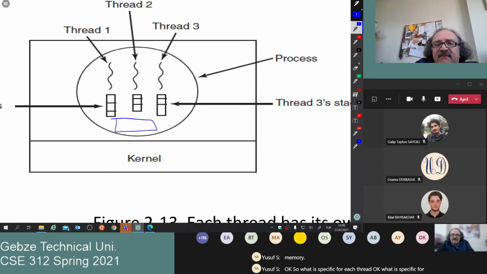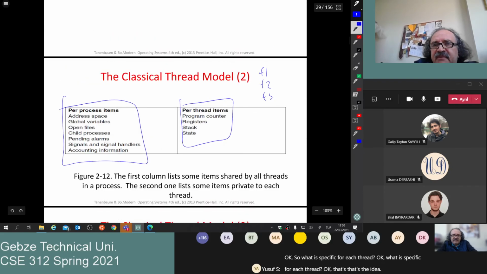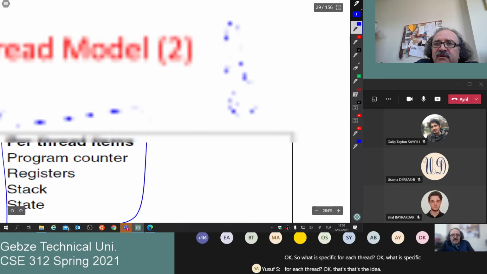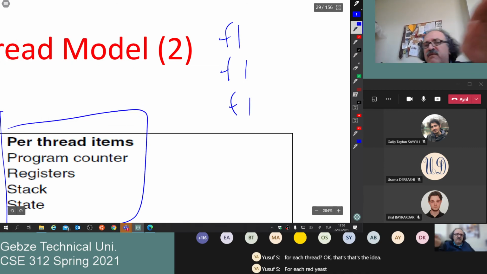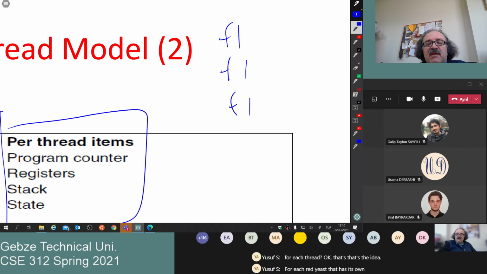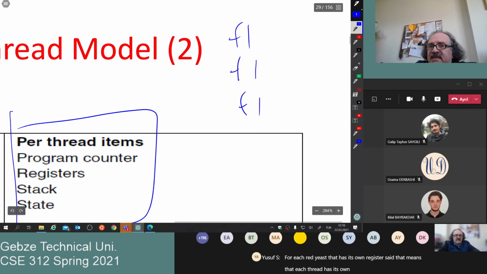Do you understand why we need the stack space for each thread, right? Because stack is important. Stack is important to keep your local variables. I could say that I have 3 threads and each one is running F1. Each one is running the same function, same worker function. Remember our web server? Each one is running the same function, but each one has its own stack, so it is possible.